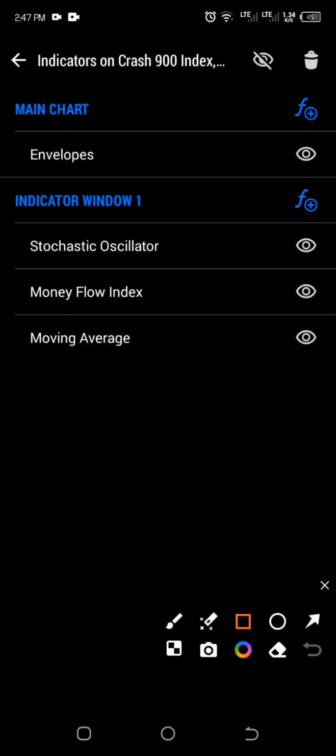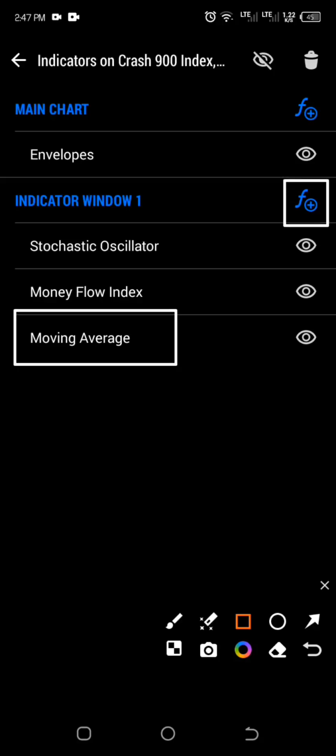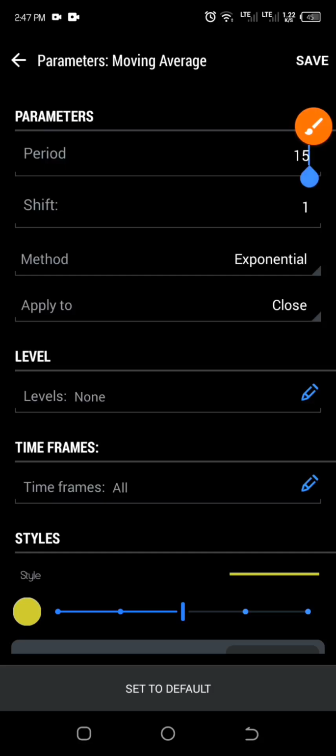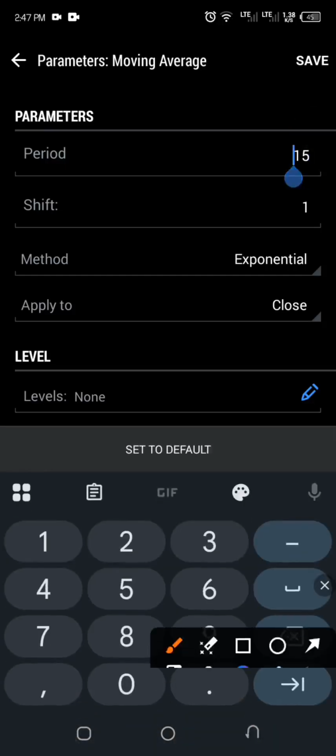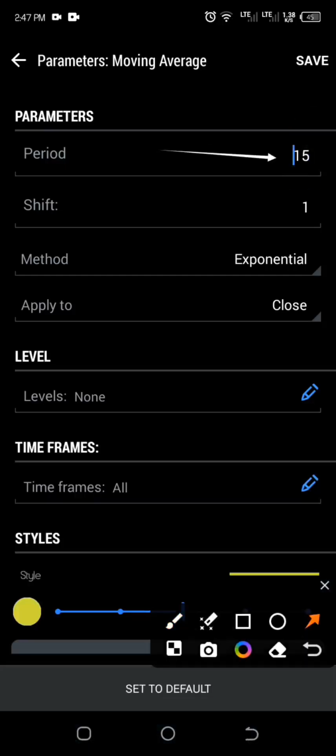Now for the last but not the least indicator, which is going to be the moving average. How do we add it? We click on this indicator icon with the plus. We search for moving average and these are the parameters. Now for the period, the period is 15. Shift is 1. Method is exponential.